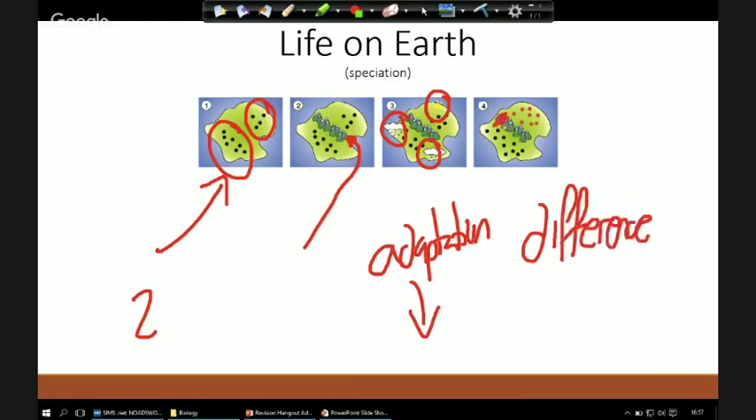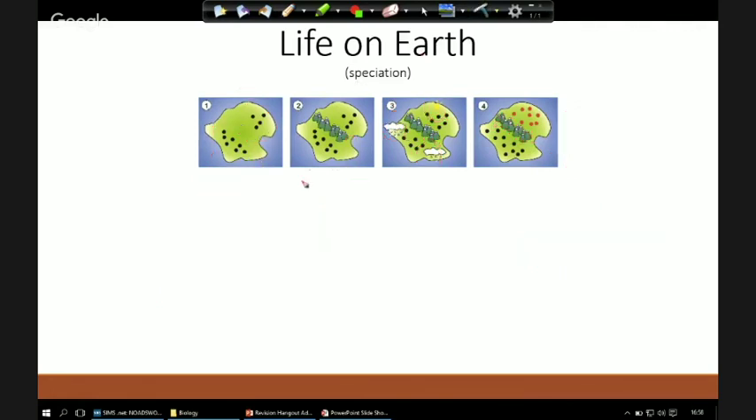And if that barrier were to go away and the 2 populations were allowed to remingle, they would have changed so much that they're no longer going to breed with one another. They have become a new species. So if a population has some kind of barrier over enough time in different environments, we can get ourselves new species.